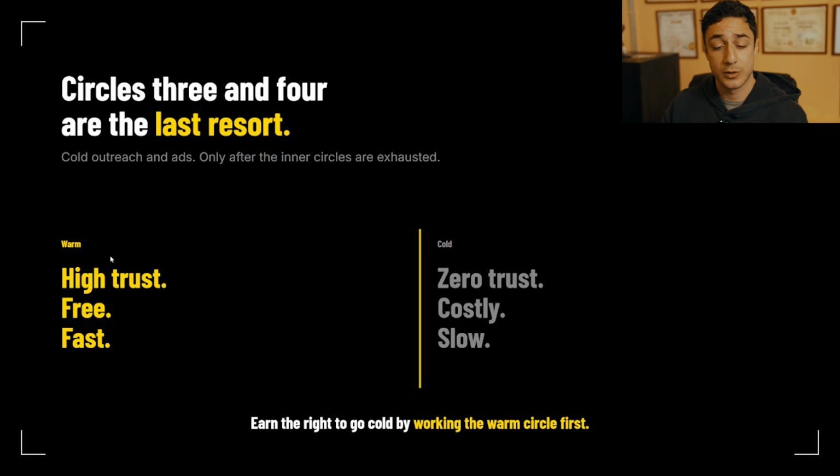So remember, warm is almost always going to be free, way faster, high trust. Cold, you have zero trust, it's costly, and it's slow. Earn the right to go cold by working with the warm circle first.